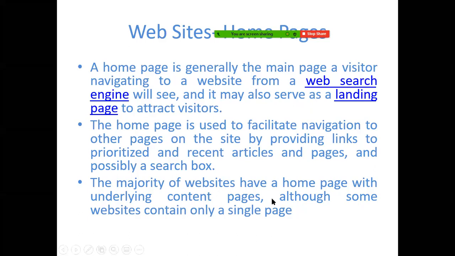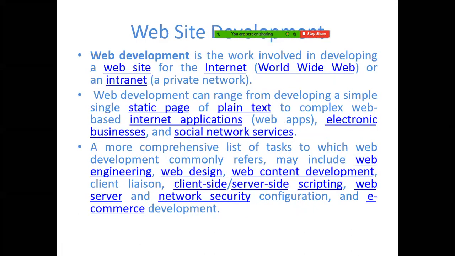So the home page is used to facilitate navigation to other pages on the site. So we access the home page and then go to other pages. The majority of websites have a home page with underlying contents, although some websites contain only a single page. Simple websites contain only one page, whereas most other websites contain multiple web pages.